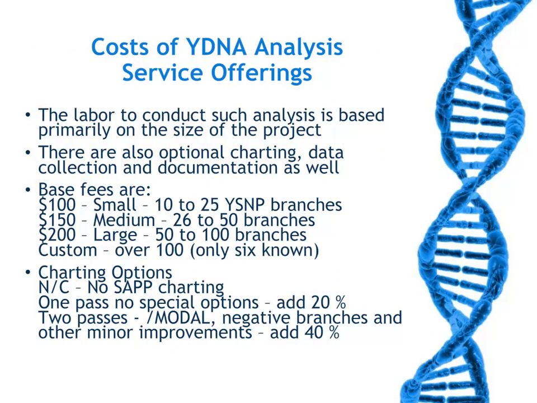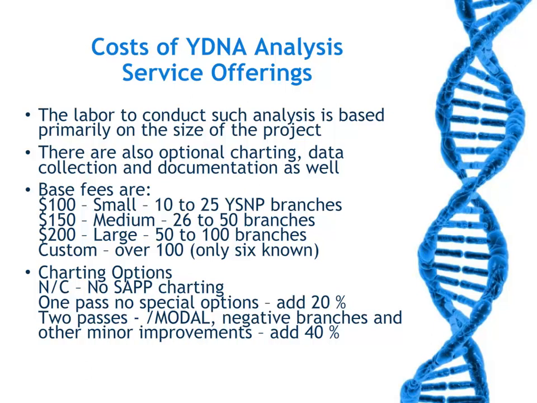Here is a summary of the cost for these services. The labor to conduct such analysis is primarily based on the size of the project involved. So the three baselines are: there's a base fee for a small one, which is 10 to 25 branches, a medium one, which is 26 to 50, and a large one, which is 50 to 100. And there's only 6 that are currently known with over 100, which would be custom.